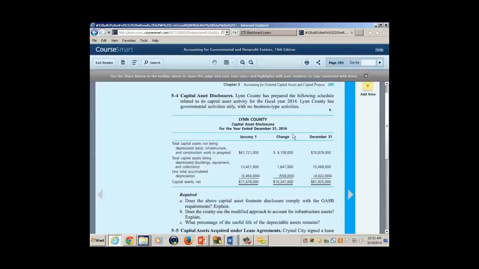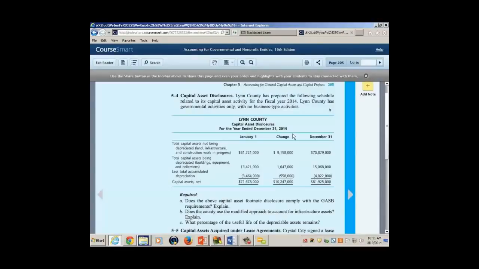Anything else? Yeah. Yeah, that's what we were talking about. The only other thing is that it doesn't show the last part of the schedule, which is the depreciation expense by function, because that's part which we just saw. So those are the items. When you look at it, those are the things that are wrong.